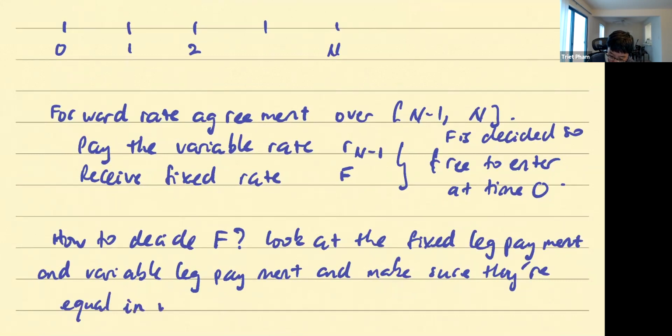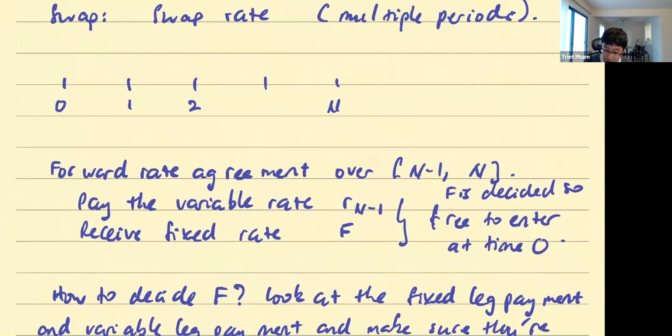In value at time 0. Okay, because basically what happens is, because it's free to enter, that means that with the F rate like this, an investor doesn't care if they have to pay the fixed rate or the variable rate at time 0. And by the way, so you understand the idea here.